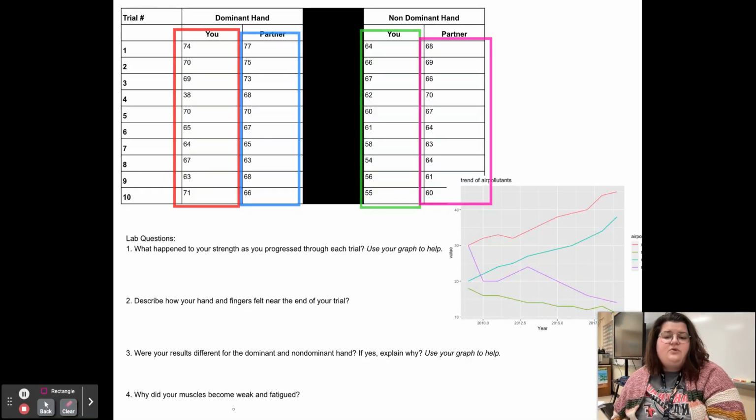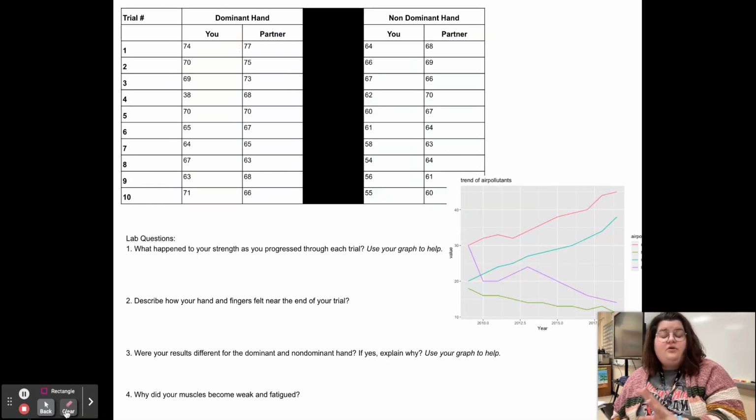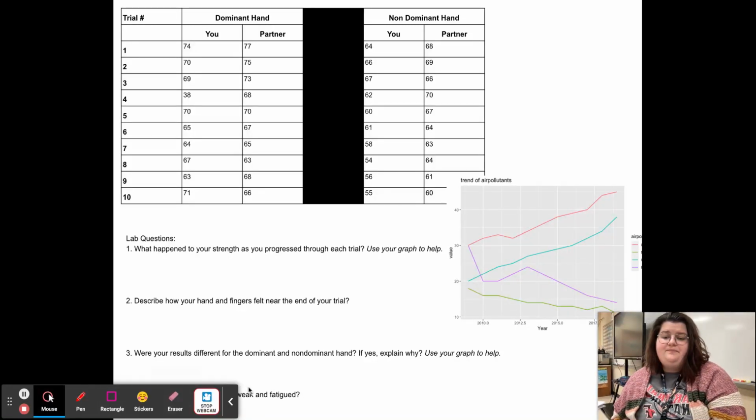Look at the numbers. Were the results different for the dominant and non-dominant hand? Again, compare those lines on your graph. And why did your muscles become weak and fatigued? For this question, look back at our background information from the beginning. Think about what's building up in our muscles, what's causing that soreness that we feel, right?